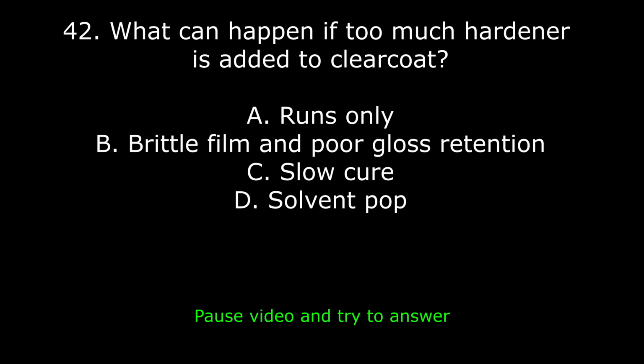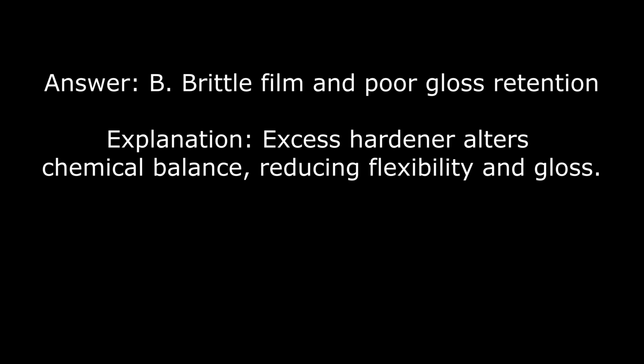42. What can happen if too much hardener is added to clear coat? A. Runs only. B. Brittle film and poor gloss retention. C. Slow cure. D. Solvent pop. Answer B. Brittle film and poor gloss retention. Explanation. Excess hardener alters chemical balance, reducing flexibility and gloss.